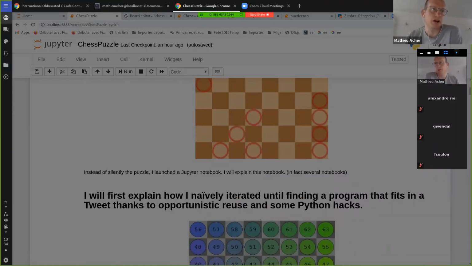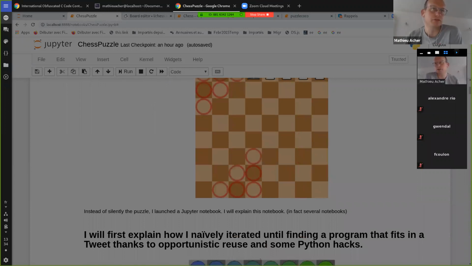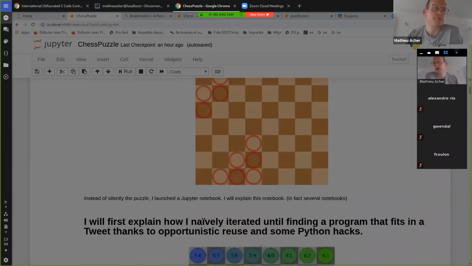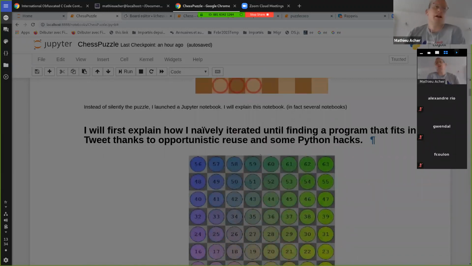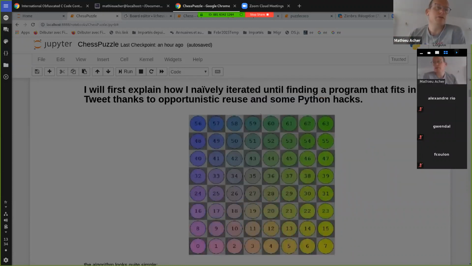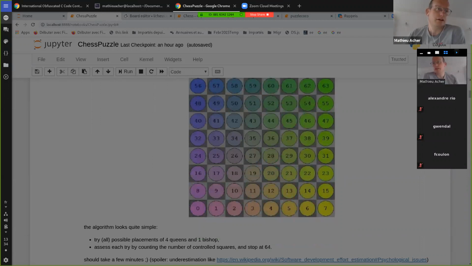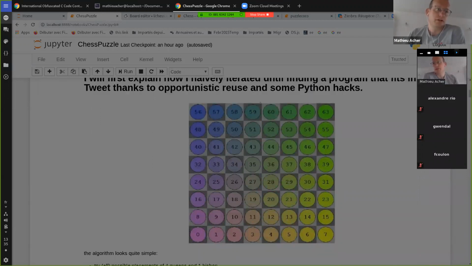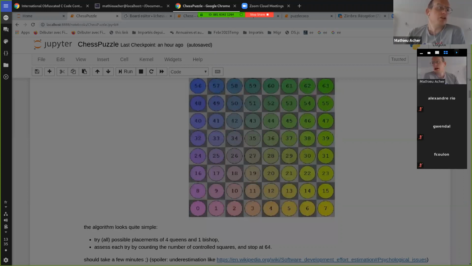I wanted to program a Python solution to this problem. So I reflected a bit, right? So you have a chessboard, and you can represent it like that. The 0 digit is for this square, and the 63 digit is for this square, right? And you can represent each square with a number. And the algorithm looks quite simple.